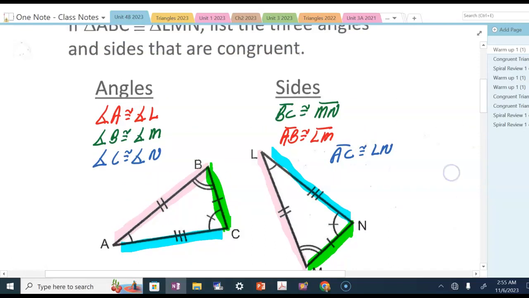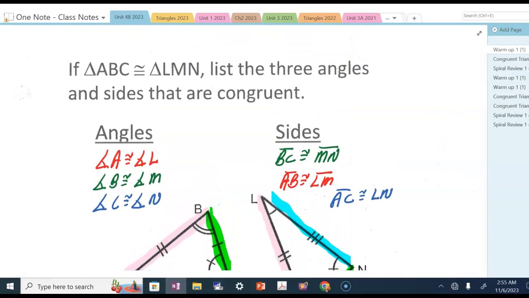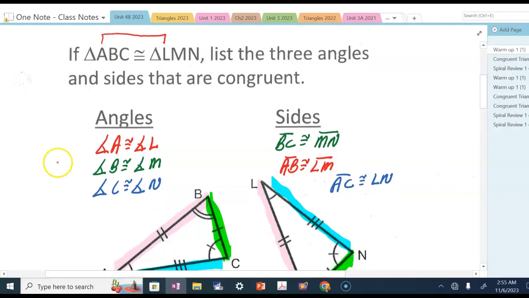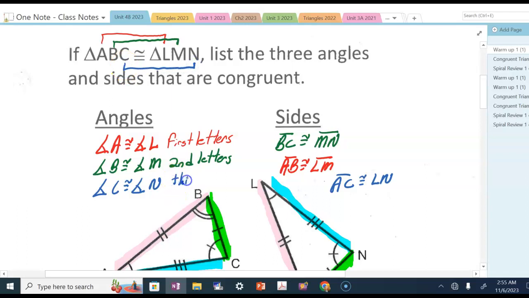Now if I scroll up and look at the notation, notice angle A and angle L are the first letters, so these are the first letters. Angle B and angle M are the second letters. And angle C and N are the third letters. So the first letter goes with the first letter, the second letter goes with the second letter, and the third letter goes with the third letter.